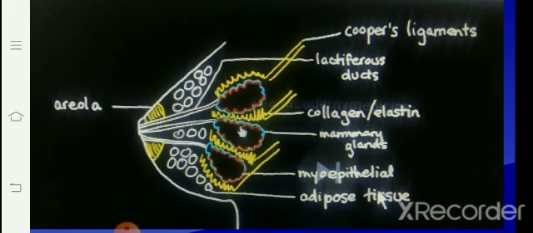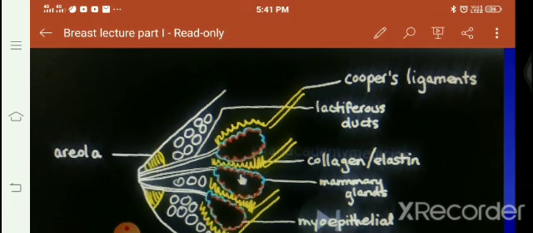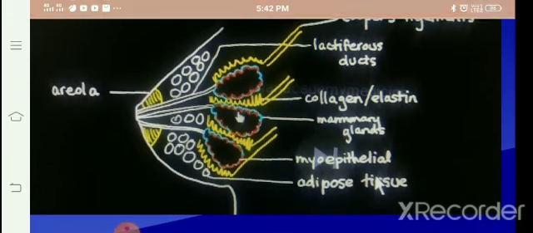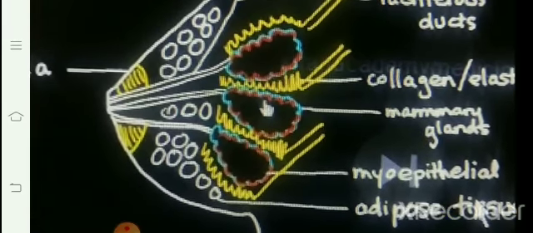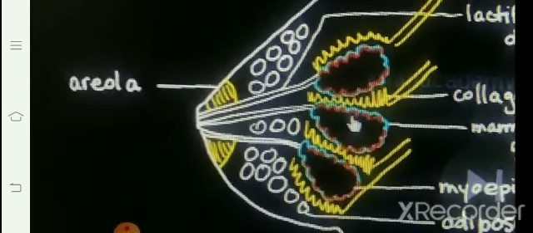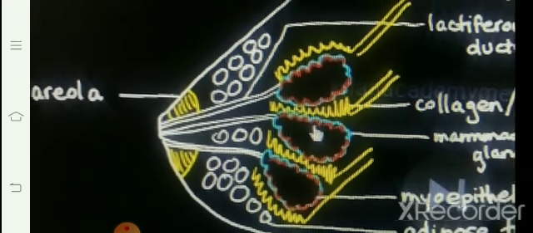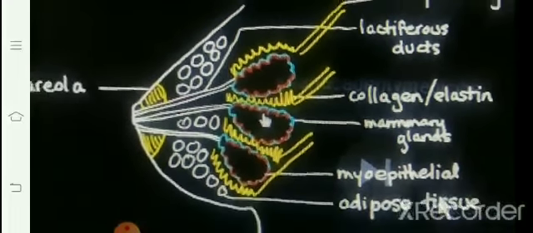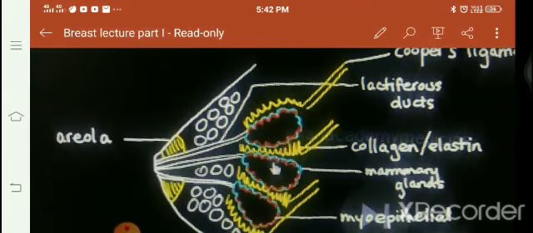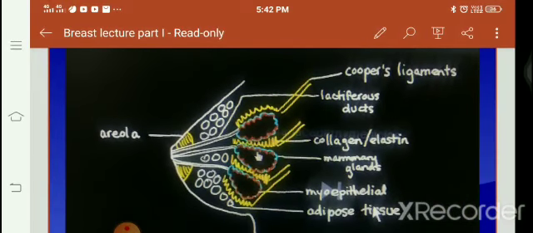These mammary glands now connect to form the small segmental ducts, then the large segmental ducts, and they form the lactiferous ducts, and then the lactiferous ducts open into the nipple. And this dark yellowish area around the nipple is known as the areola.